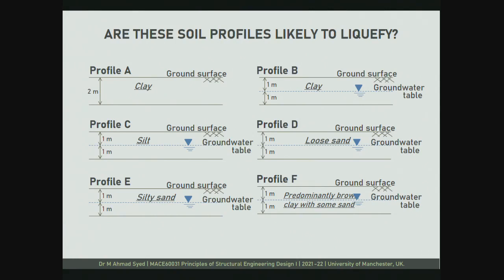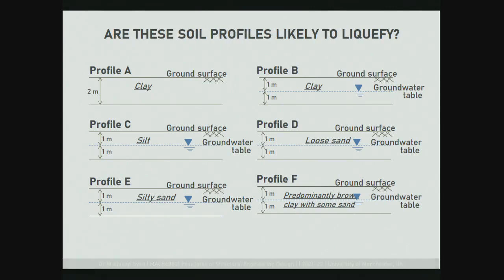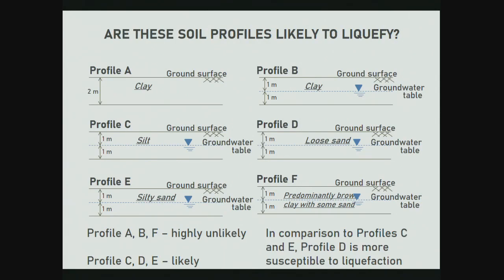Now on site, we do not normally see profiles like this. You see you have 2 meters of soil, and if this is the ground surface, we really have a layered soil profile, which may look something like this. Just before going to the next slide, profiles A, B, and F are highly unlikely. Profiles C, D, and E are quite likely. And out of these, if we want to compare, then D is the most susceptible to liquefaction because it is a granular soil mass, bigger, and it is loose and saturated.